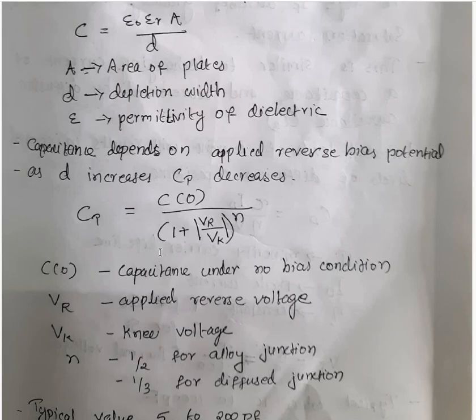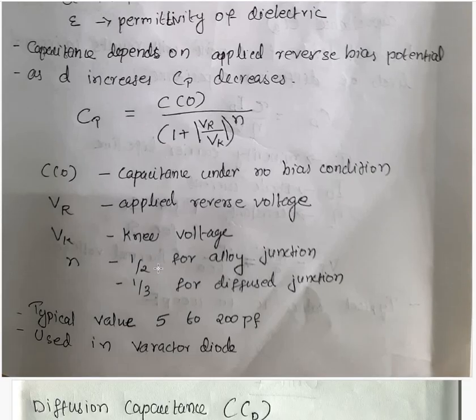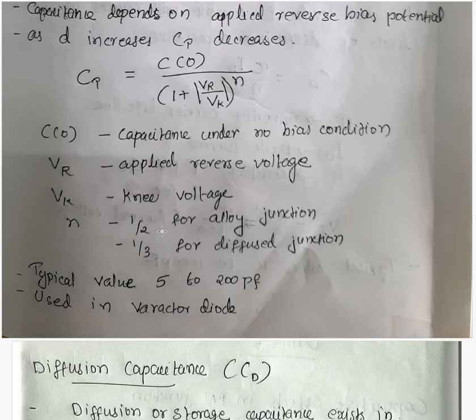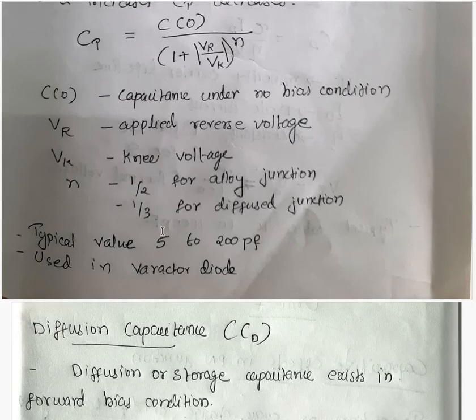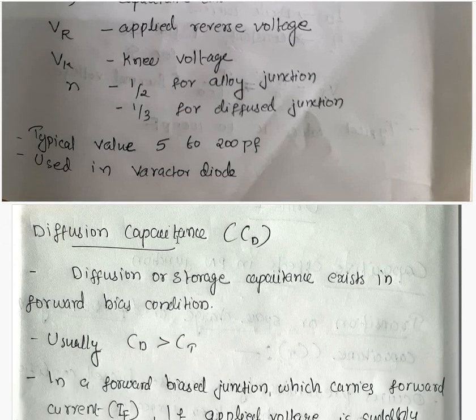CT equal to C of 0 by (1 plus Vr by Vk) whole power n, where C of 0 is the capacitance under zero bias, Vr is the applied reverse bias voltage, Vk is the knee voltage, and n is 1 by 2 for alloy junction and 1 by 3 for diffused junction. Typical value of the transition capacitance is 5 to 200 picofarad and it is used in varactor diode.